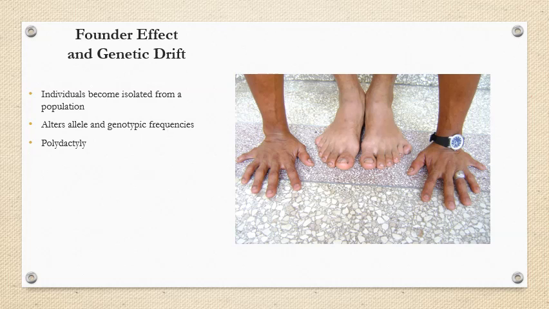So if we were to examine the occurrence of the alleles that cause polydactyly and also dwarfism in the Amish population, then we would see that these alleles tend to be more highly represented. And this is due, once again, to the founder effect.